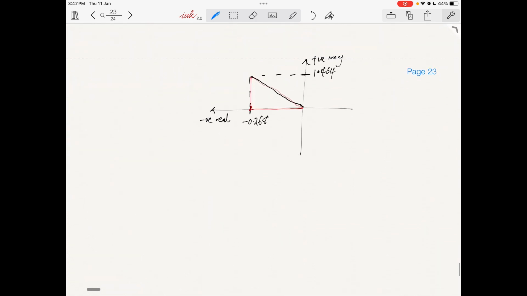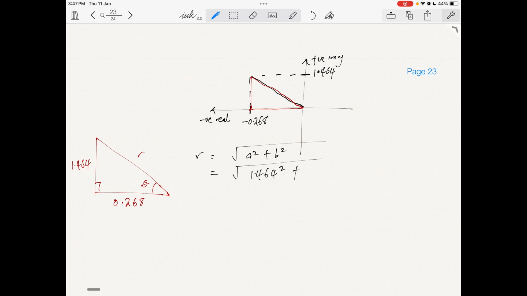Okay, so let's focus on the triangle now. So we have this to be 0.268 and this to be 1.464, and angle theta with r. We calculate our modulus, which should be the square root of a squared plus b squared according to Pythagoras. So this will be the square root of 1.464 squared plus 0.268 squared. Evaluating this, we have it to be 1.488.